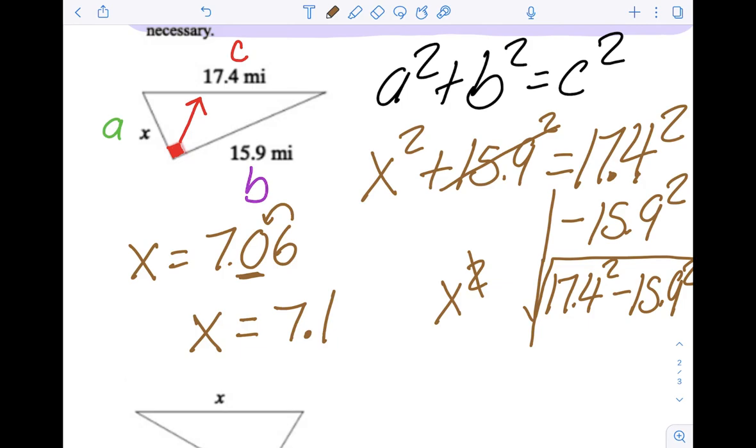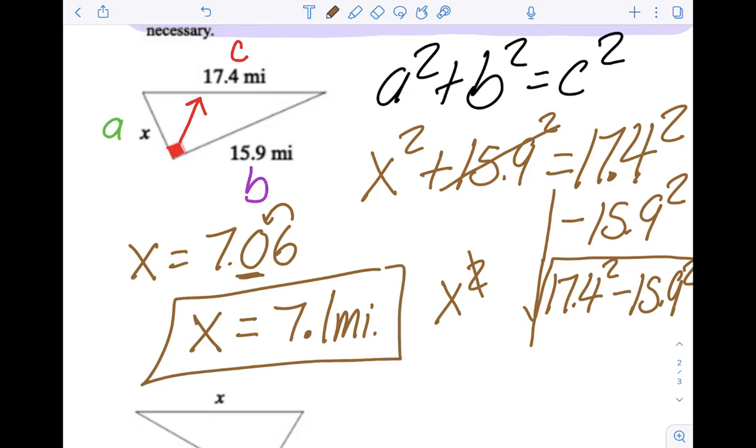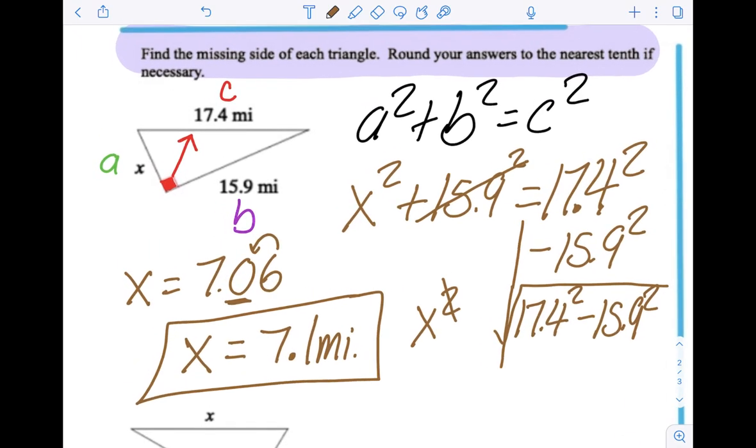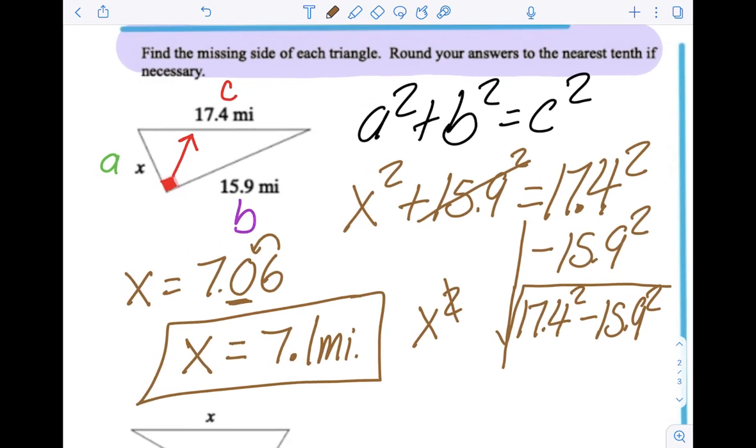Now, in this case, we're dealing with miles. So this is 7.1 miles. And that is our solution right there. Look at that. We found x, 7.1 miles. Right? That's perfect. Perfectly done. Again, the key was a squared plus b squared equals c squared. Always identify c first. All right?